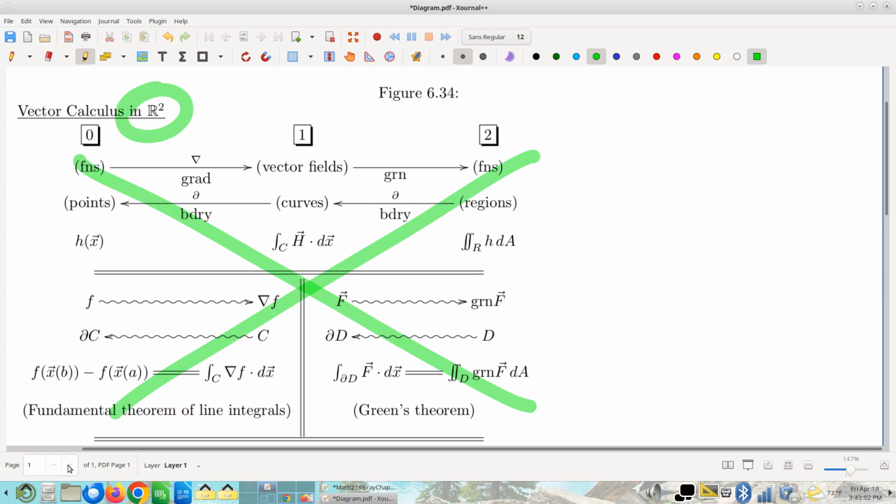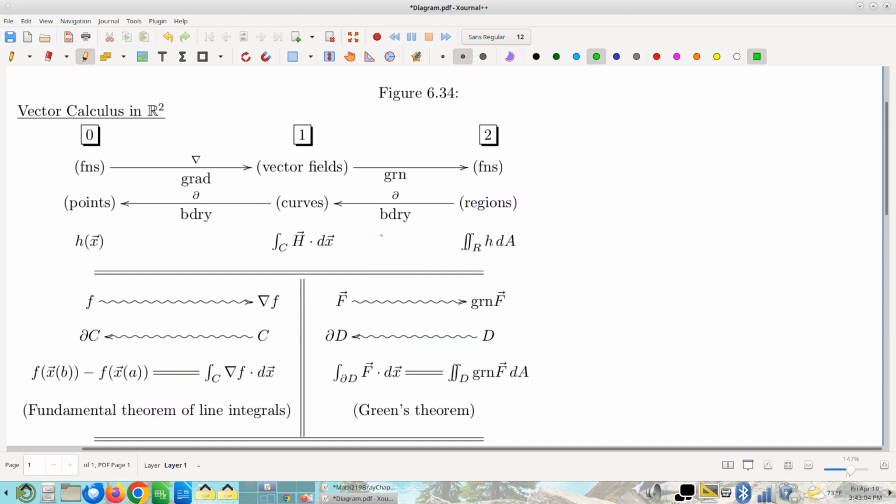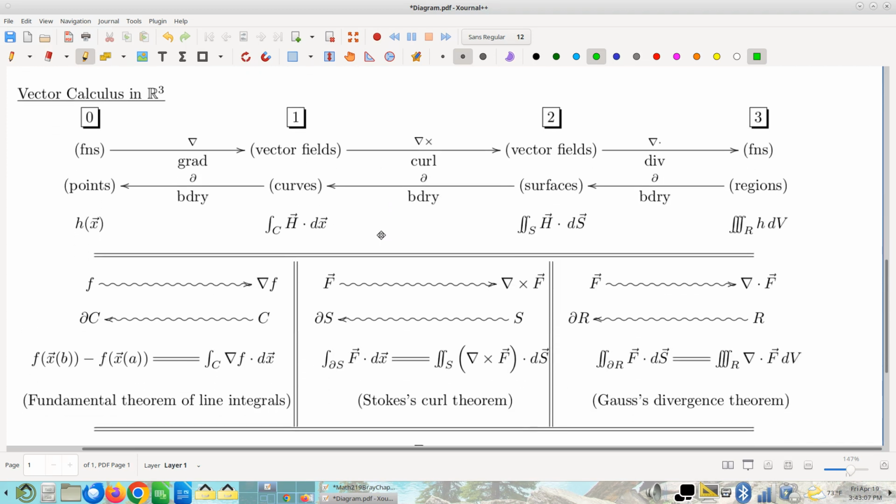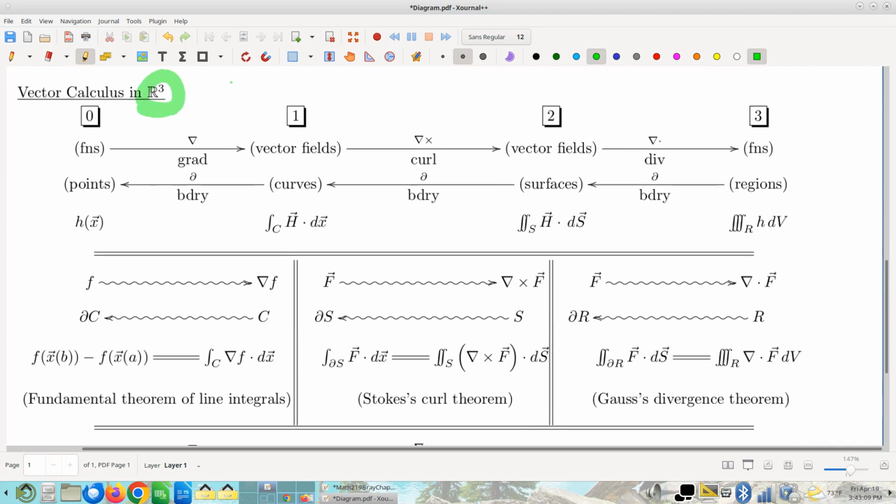Okay. On the other hand, here we are in 3 dimensions. We want to compute a line integral. Line integrals are right there. And so that's where we're at.